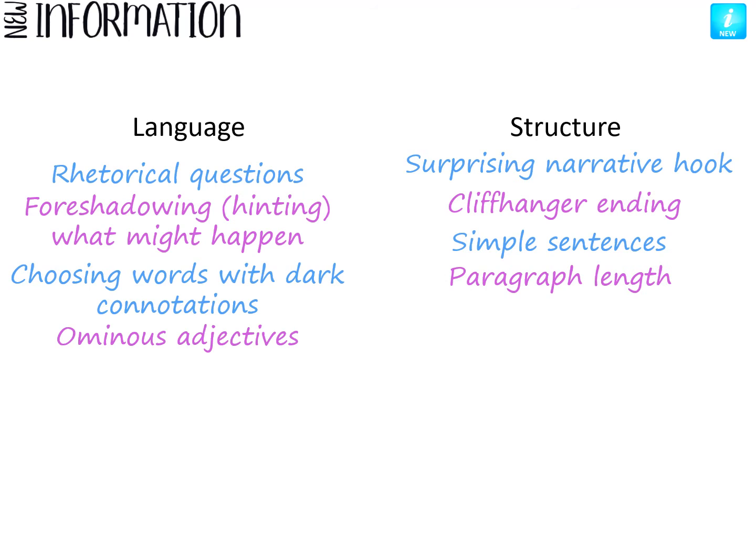And here's how you organize them. So rhetorical questions, foreshadowing, choosing words, and ominous adjectives. They're all language devices because they're all to do with the kind of words and phrases that you choose when you're writing. Narrative hooks, cliffhanger endings, simple sentences, and paragraph length. They're all to do with structure. They're all to do with how you build your work, how you organize it.